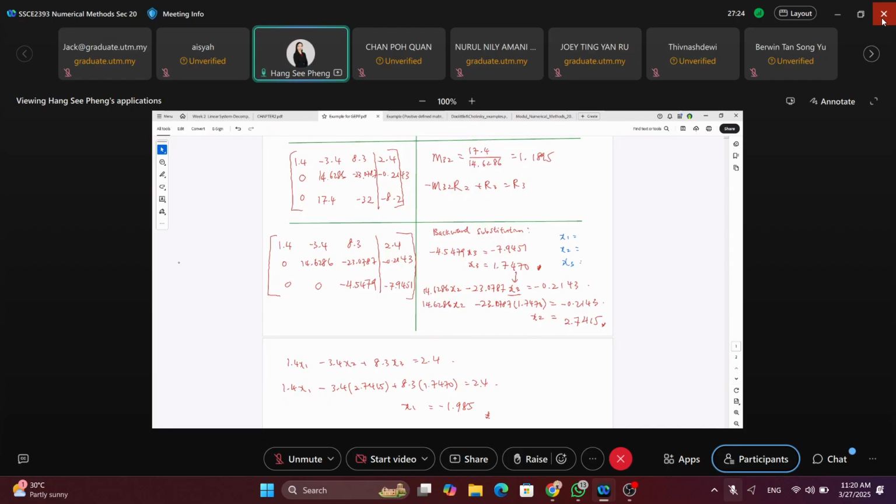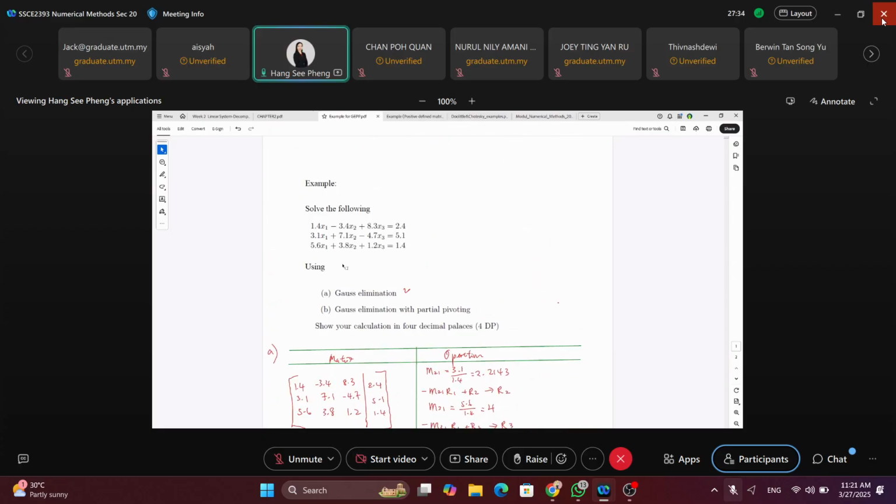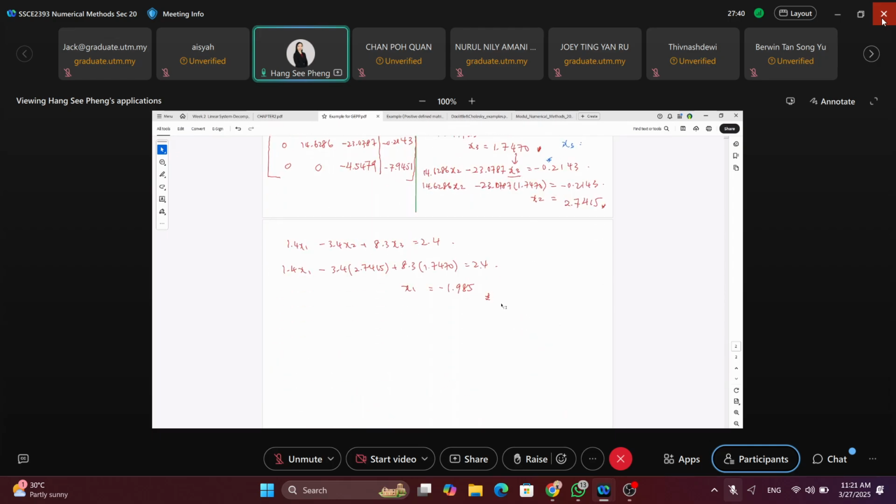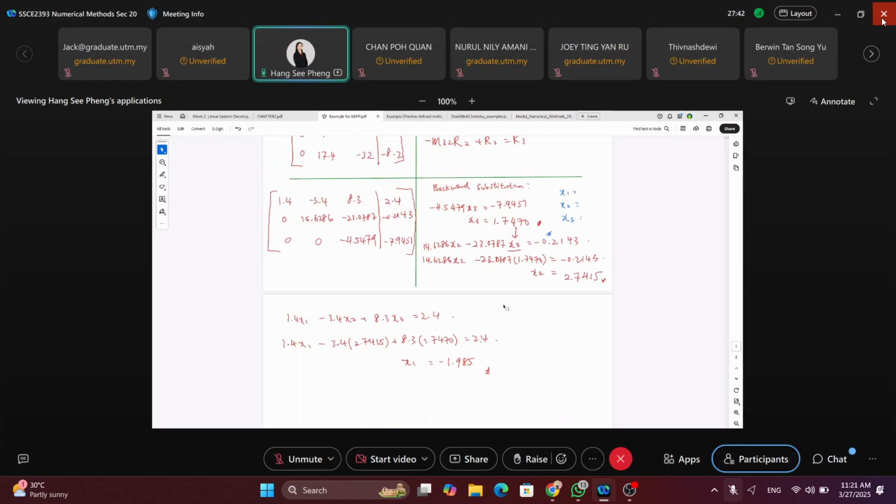So maybe you can put a remark: use calculator to solve it, for this step only. If you want to see whether your answer is correct or not after these long steps, you can also use a calculator to solve for the actual solutions, and then compare it with the one that you solved using Gauss elimination. Okay, is it clear?